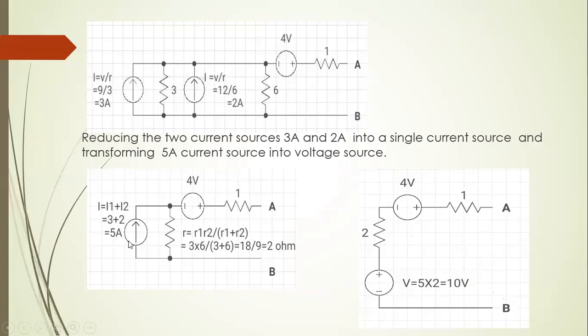Now again transforming the 5 amps and this resistor into a voltage source. V is equal to IR. I here is 5 and resistor is 2. 5 into 2 is 10 volts. So the resistor is connected as such, and again this part is in series with the 4 volts and 1 ohm. Two voltage sources have been connected in series. We know V is equal to V1 plus V2 if voltage sources are connected in series.